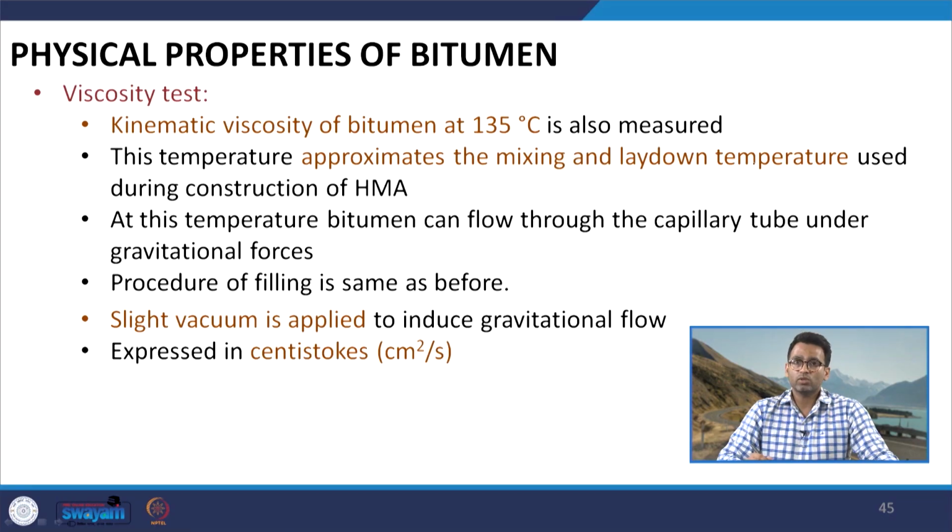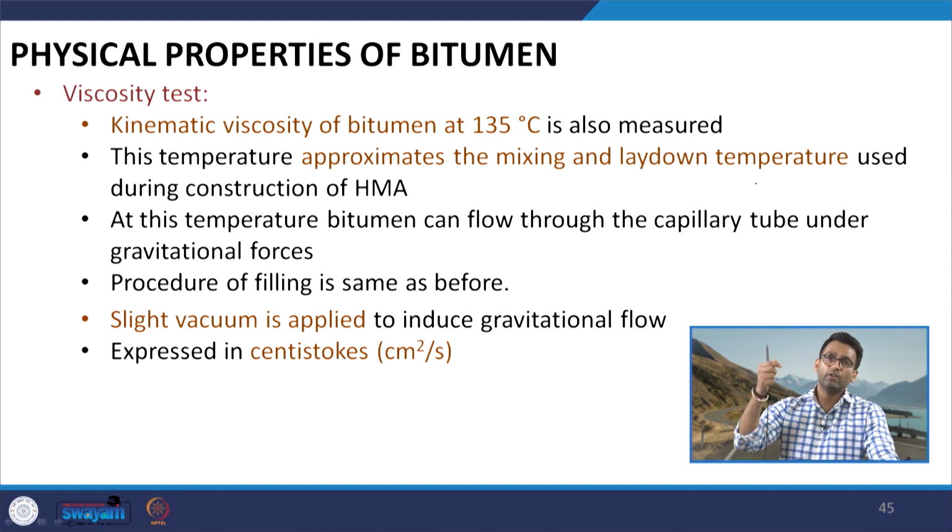Talking about the viscosity test at 135 degrees Celsius, this can again be performed using a capillary viscometer. Typically at this temperature, the bitumen is fluid enough that it can flow under gravity, which means the requirement of applying a pressure separately, which we did in the determination of viscosity at 60 degrees Celsius, is not required. The process of filling the tube, the kinematic tube or the U tube, remains the same here.